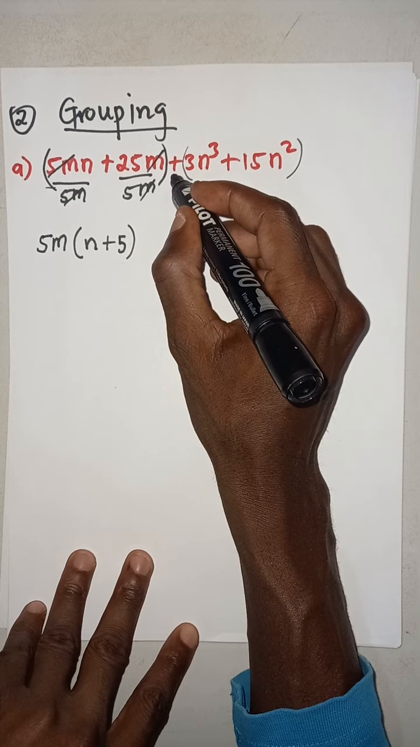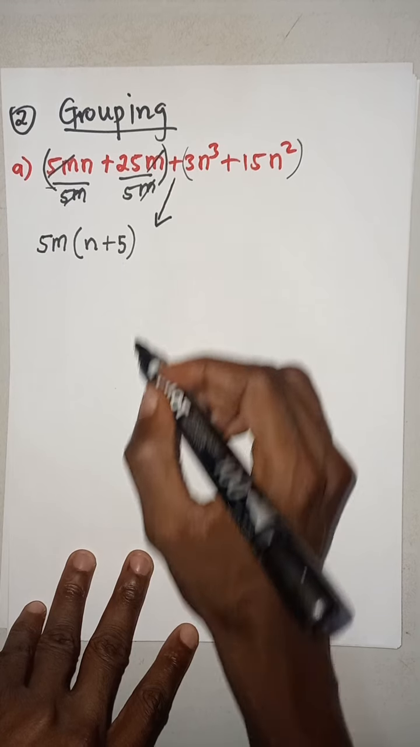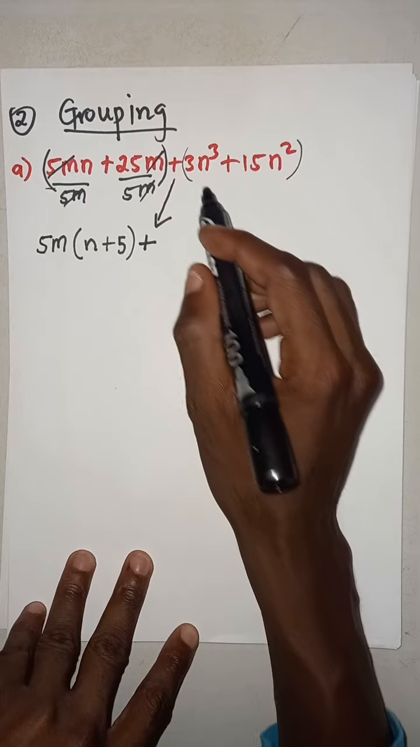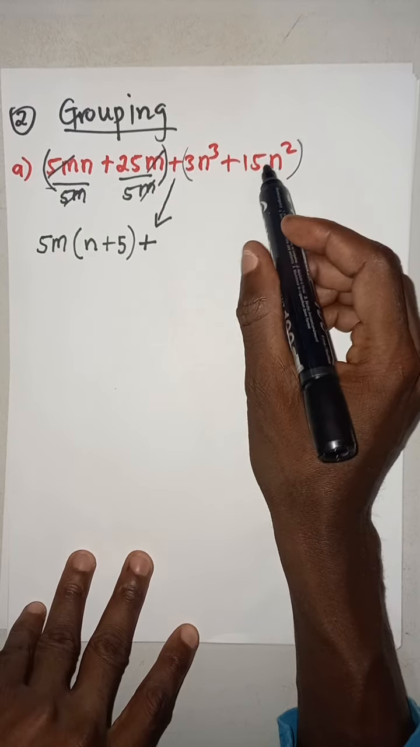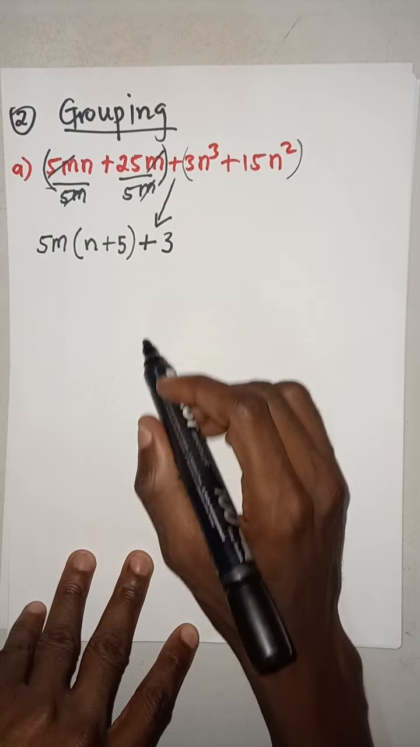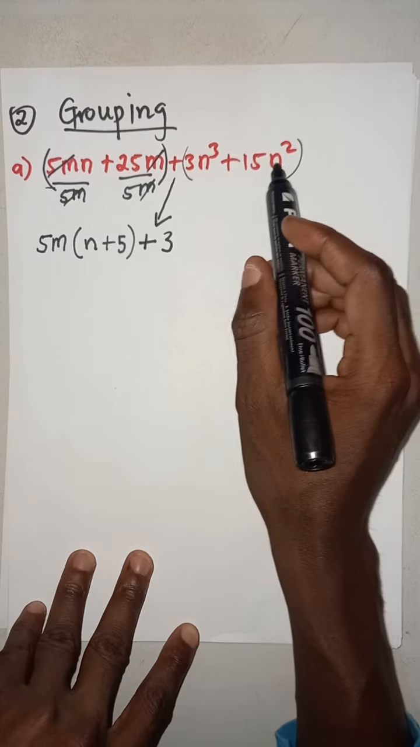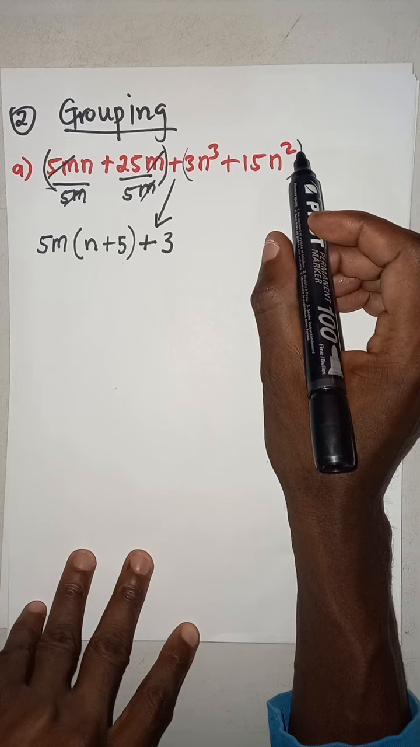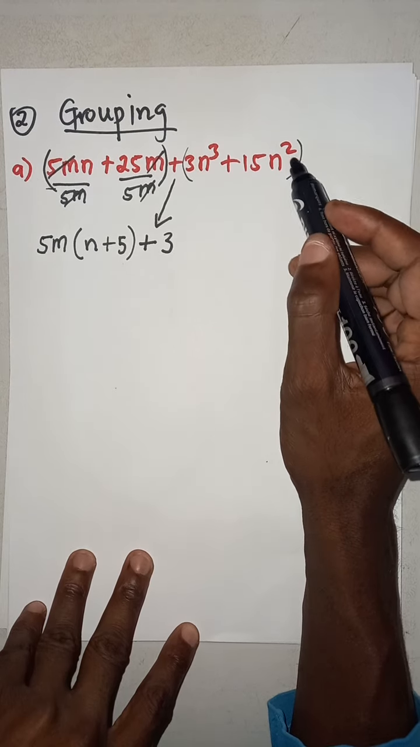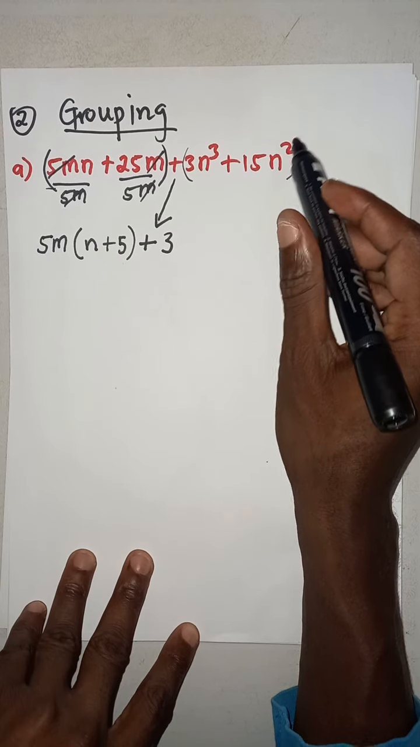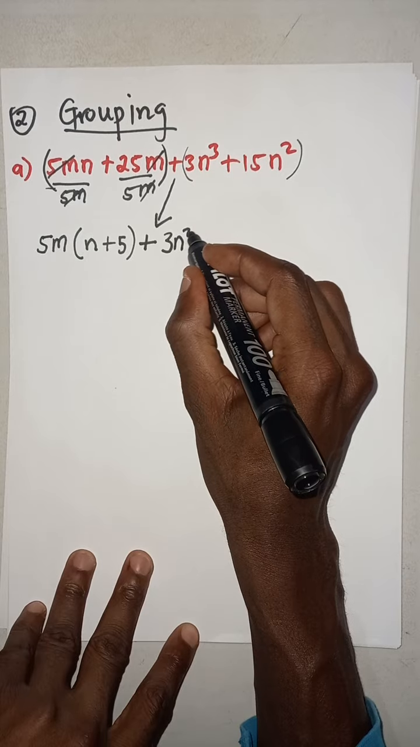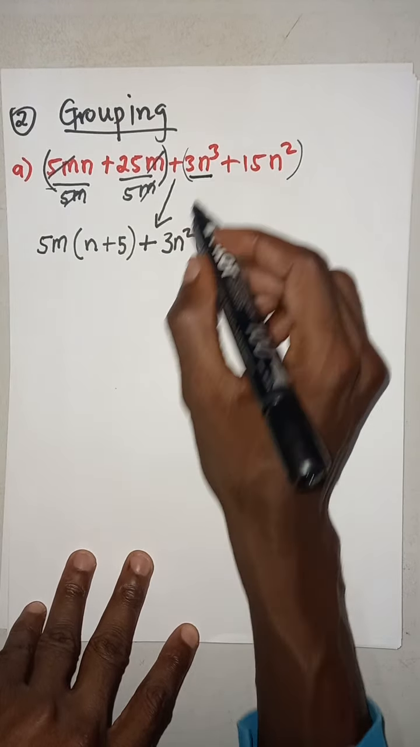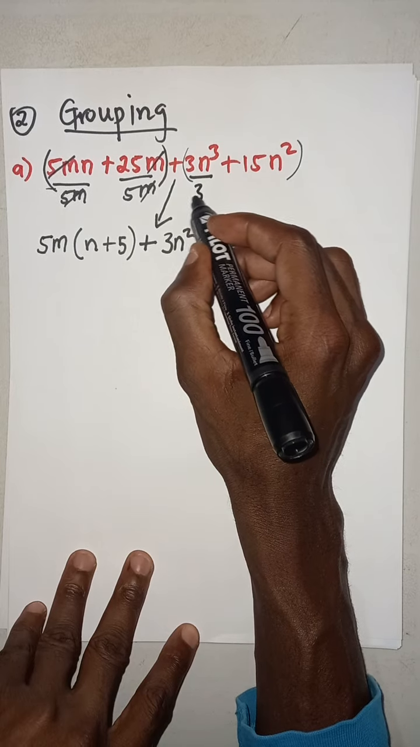Now, the next thing is to pull down this sign to come here. Next, the highest common factor of 3 and 15 is 3. The letter appearing on both sides is n, but then n to the power 3 and n to the power 2. Remember, you always pick the letter with the smallest power. In this case, n to the power 2. Open my bracket. Next, I divide everything by 3n to the power 2.